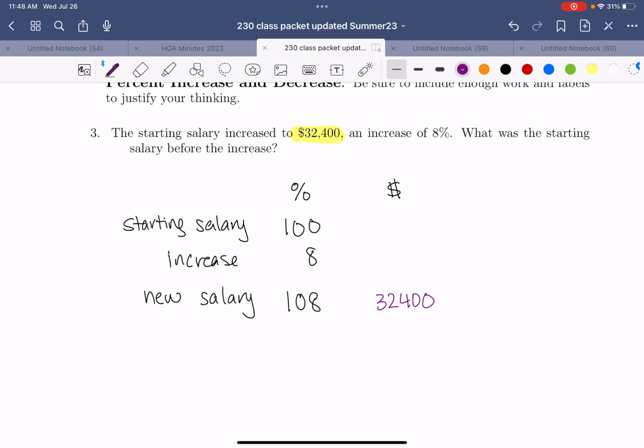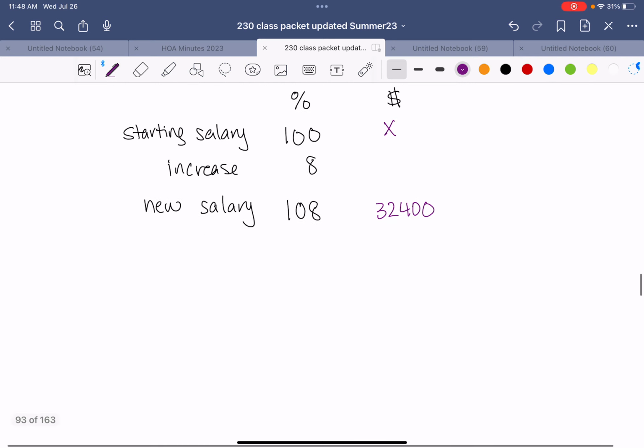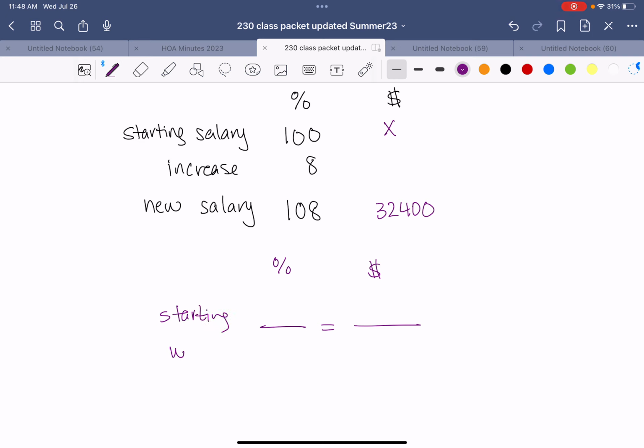What was the starting salary before the increase? So they're asking for this one, okay? So I'm going to set up my proportion with percent and dollars. I'm just going to take the 2 salaries, so I'm going to ignore the increase part. So starting and new. And I do encourage you to write down all the labels because sometimes having the labels there is what gets our numbers in the right place. So for starting, we have 100 and X. And the new salary row is 108 and 32,400.